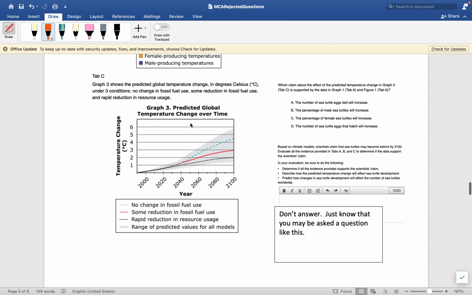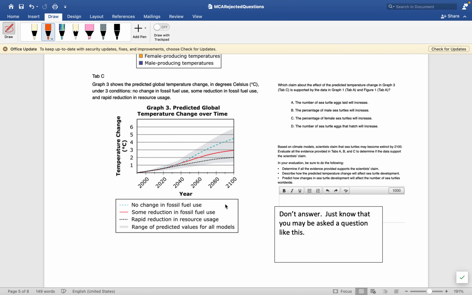Okay, graph 3 shows the predicted global temperature change in degrees Celsius under 3 conditions. No change in fossil fuel use, which is blue, some reduction in fossil fuel use, which is red, and rapid reduction in resource usage.